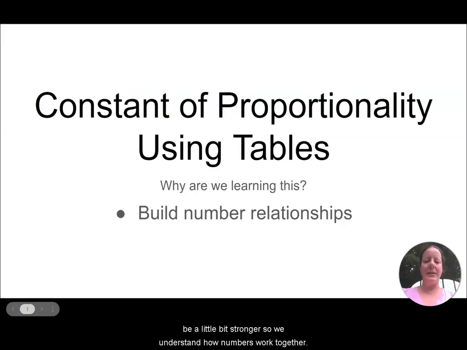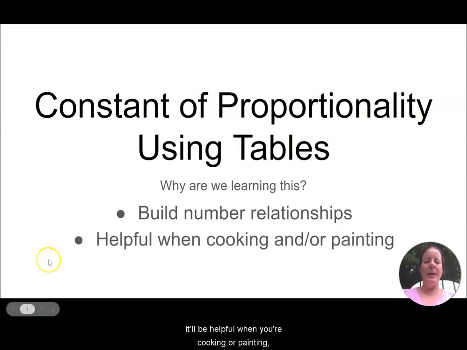how numbers work together. Next, it'll be helpful when you're cooking or painting because proportional relationships are really important. If you want to double a recipe, for example, you want the food to taste the same. So it's really important to be able to know how to do that accurately.